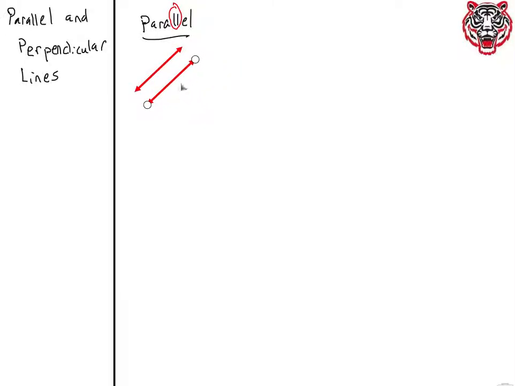Okay, these are parallel lines. Perfect. What is the one note that I need to add on here? They have the same slope. All right, and then we hit perpendicular lines on the right. And maybe you want to put a little symbol right there. That's what the perpendicular symbol is.